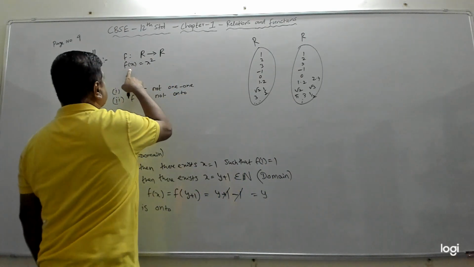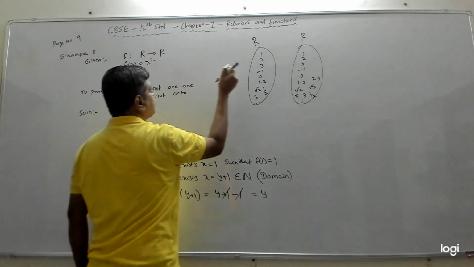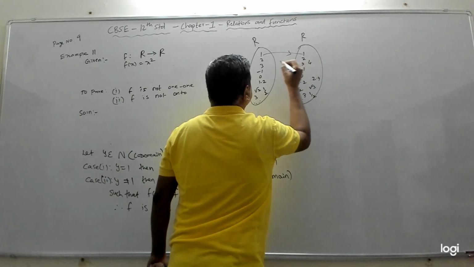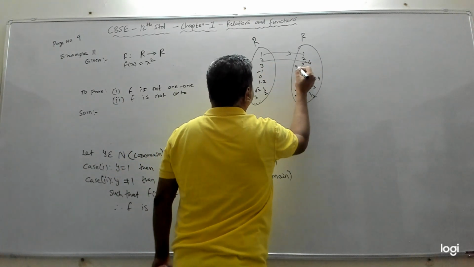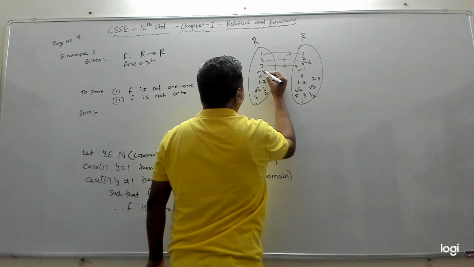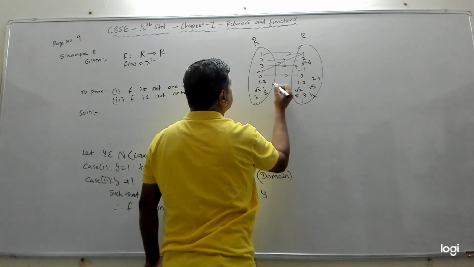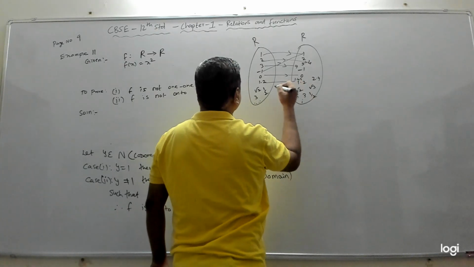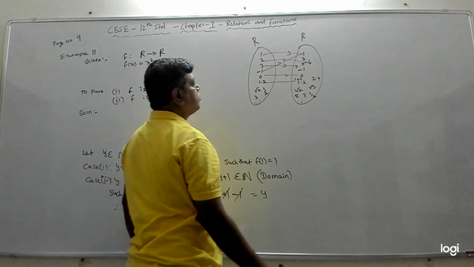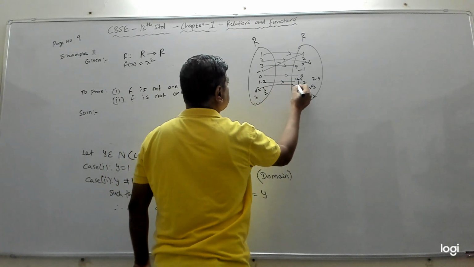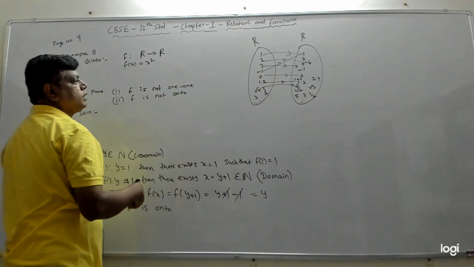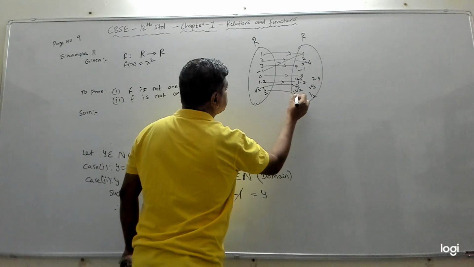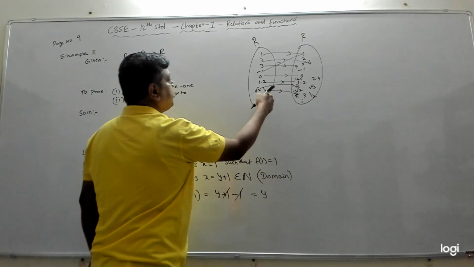Now, f of x is x square, which means 1 will go to 1 square, which is 1. 2 will go to 2 square, which is 4. 3 will go to 9. Minus 1 will go to 1. 0 will go to 0. 1.2 will go to 1.44, because 1.2 square is 1.44. Root 2 will go to 2, because root 2 the whole square is 2. 3 will go to 9, which I have already listed. 1 by 2 will go to 1 by 4, because 1 by 2 square is 1 by 4.